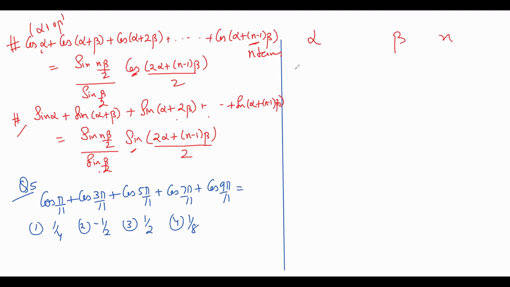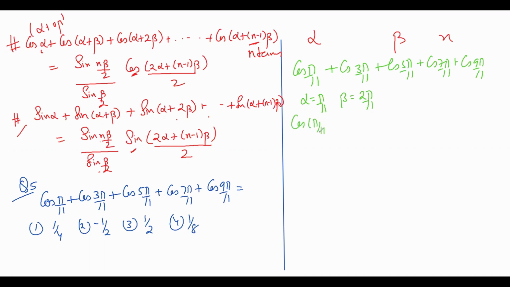Now first of all, I'm rewriting the question: cos pi by 11, then cos 3 pi by 11, and then cos 5 pi by 11, and then cos 7 pi by 11, and then cos 9 pi by 11. So here alpha is pi by 11 and beta is 2 pi by 11. How? Just check it. This is cos of alpha, that is pi by 11, plus 2 pi by 11, and you easily get 3 pi by 11 by taking the LCM.